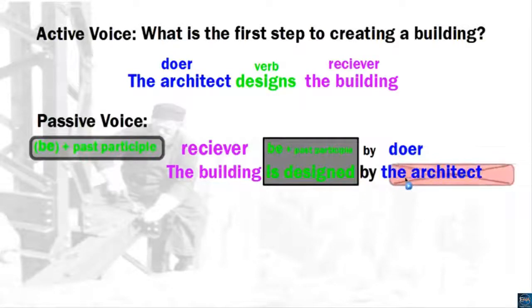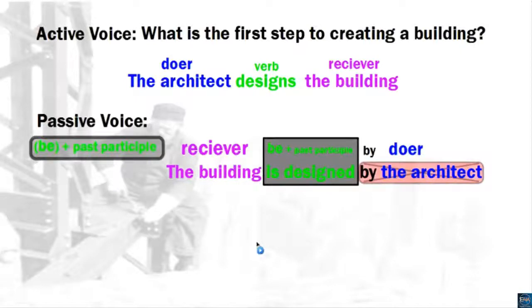Okay? Like we said, this is not always necessary. I can just say the building is designed, right? If I say, what's the first step to creating a building? Well, the building is designed. And I don't need to use the second part, the part that tells me who is doing it. Why? Because the receiver is the most important part of this sentence. That's what I want to talk about.